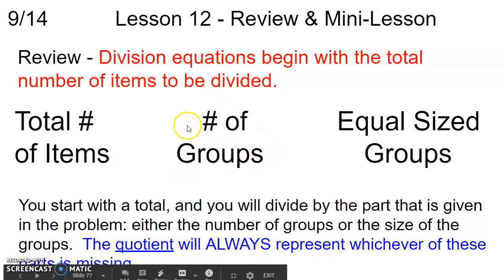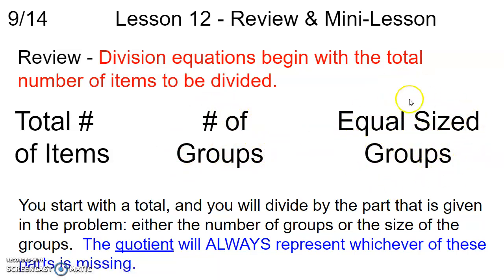So if you're given the number of groups, that means the quotient represents the size of the group. If you're given the size of the group, that means that the quotient represents the number of groups. That is the focus of the lesson today.